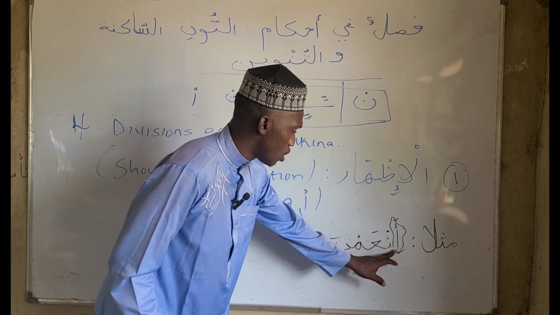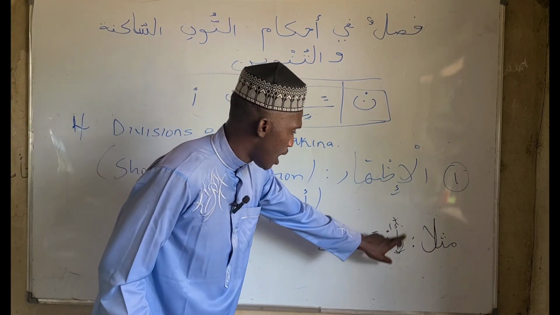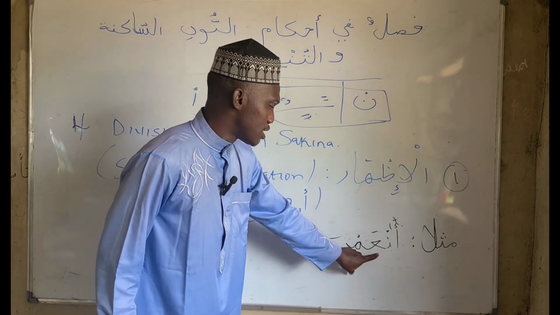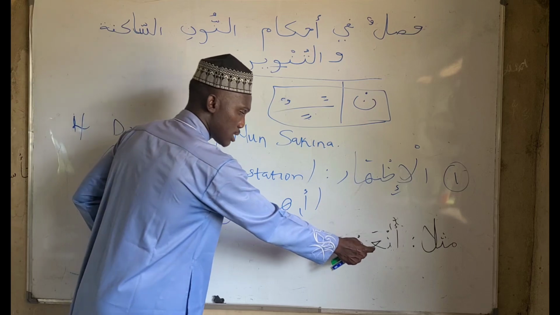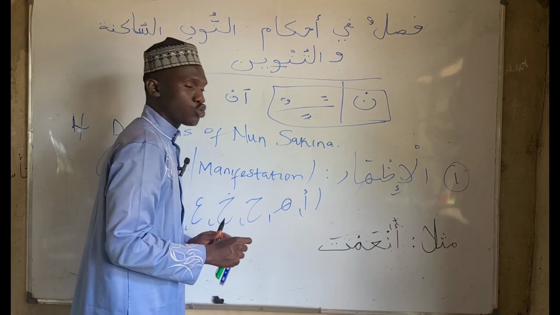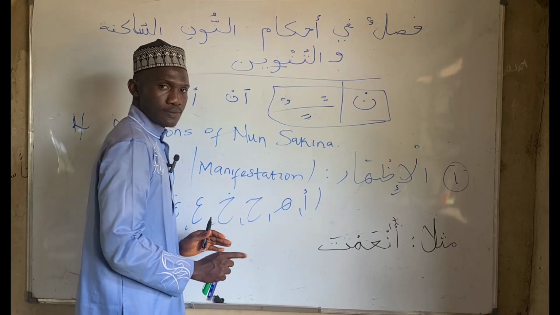So we have Nun Sakinah here already. Are you following me? Then we have Ain after it. So it tells us here that Ain is the letter of Idhar. So we are going to apply Idhar judgments.